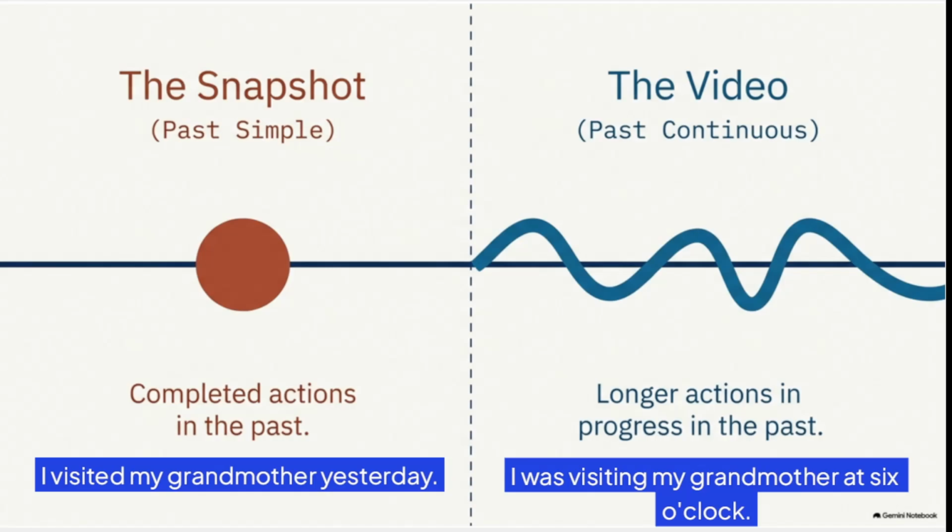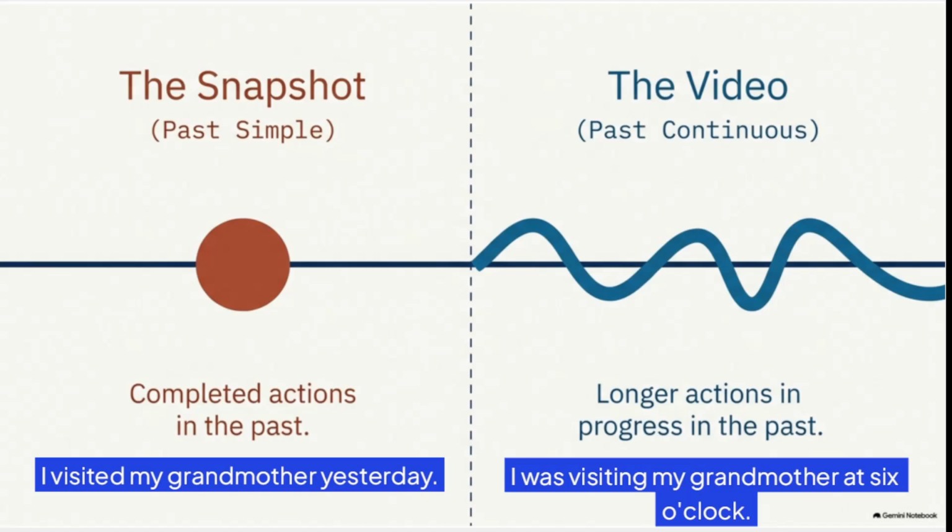Past simple versus past continuous. Look at the two ideas on this slide. The past simple is like a snapshot. It tells us about an action that was completed in the past. For example, I visited my grandmother yesterday. The visit is finished. The past continuous, however, is like a video.